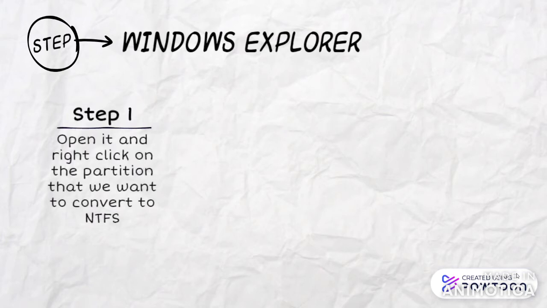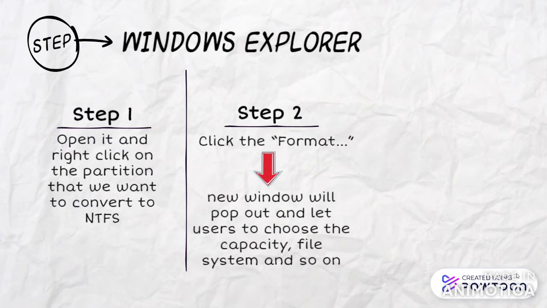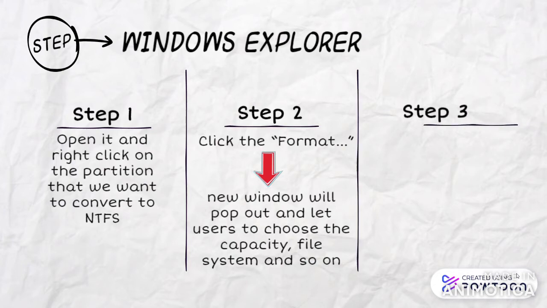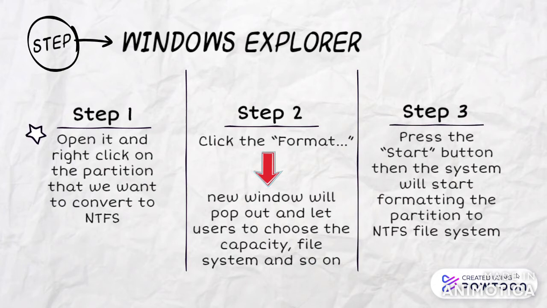Here are the steps of conversion of file system from FAT32 to NTFS through Windows Explorer method. We just need to open it and right-click on the partition that we want to convert to NTFS, then click the format. After that, a new window will pop out and let user choose the capacity, file system, and so on. Next, press the start button, then the system will start formatting the partition to NTFS file system.